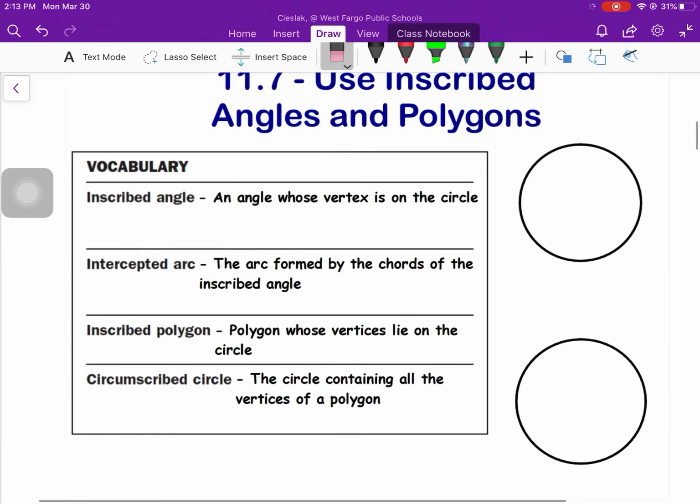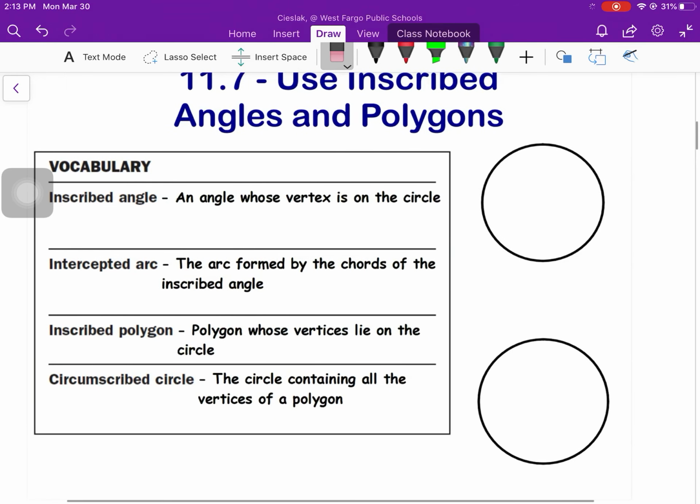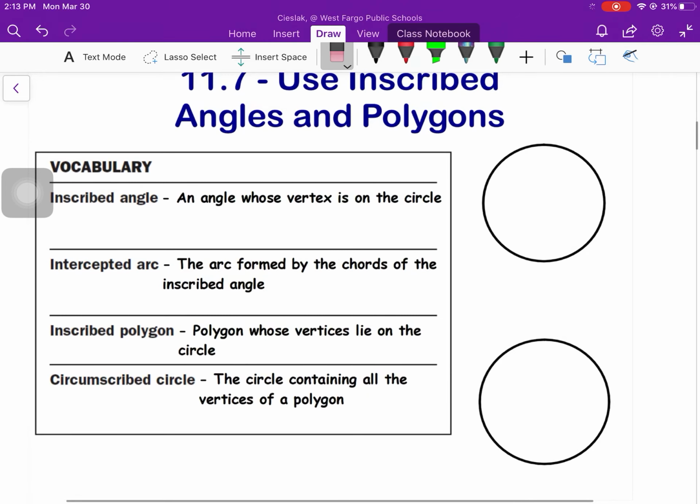In 11.3, we're going to talk about inscribed angles. Let's go through a little bit of vocabulary. An inscribed angle is an angle whose vertex is on the circle. So if I were to draw, I'll do red here, there's a vertex, and I draw an angle something like this. That would be an inscribed angle.